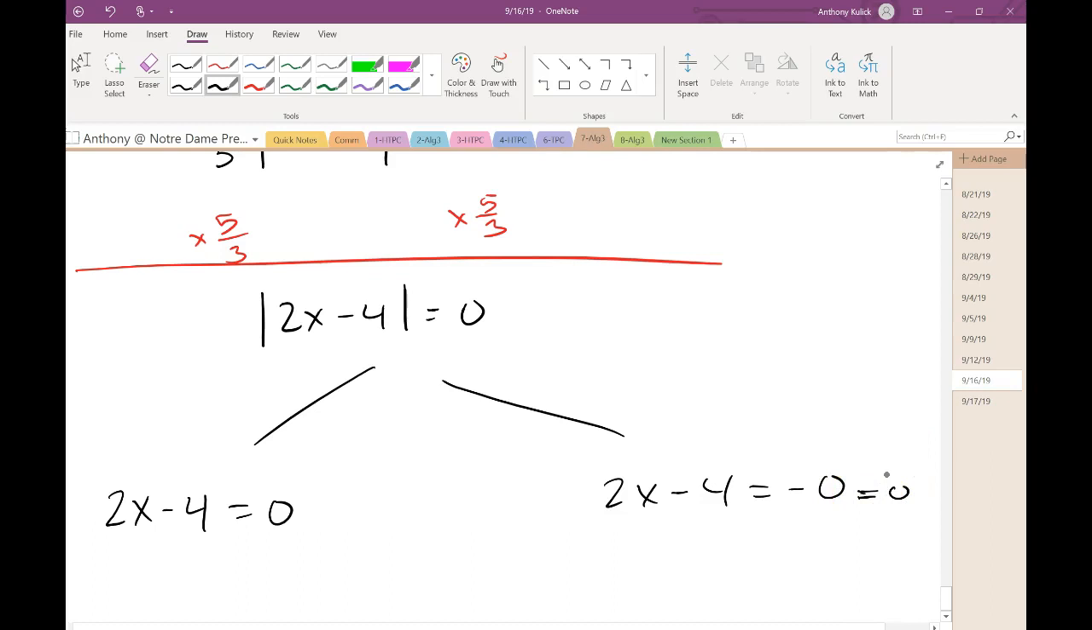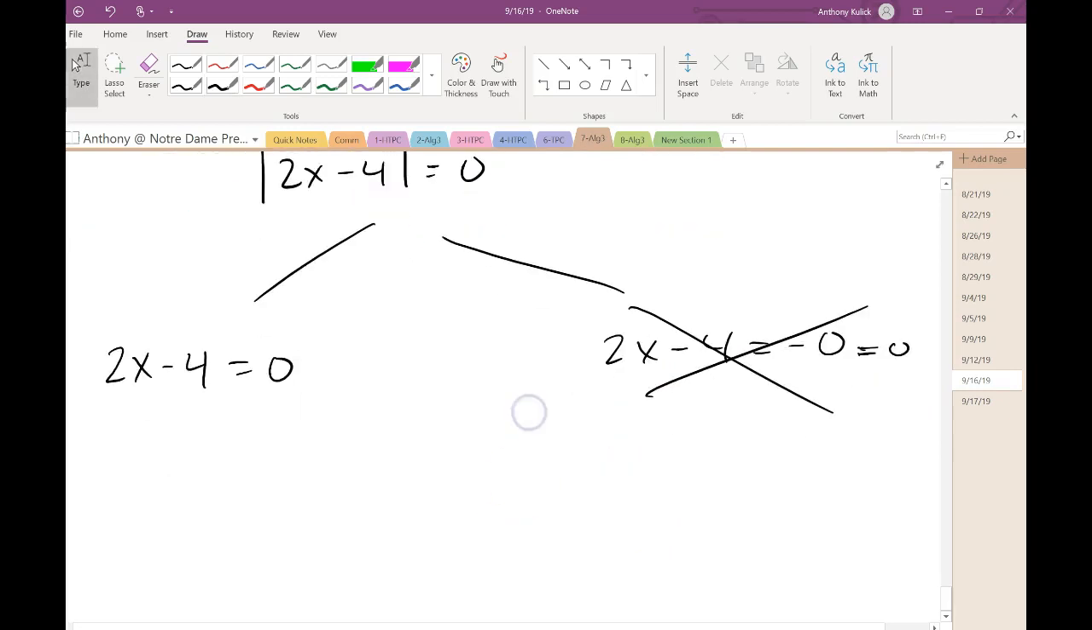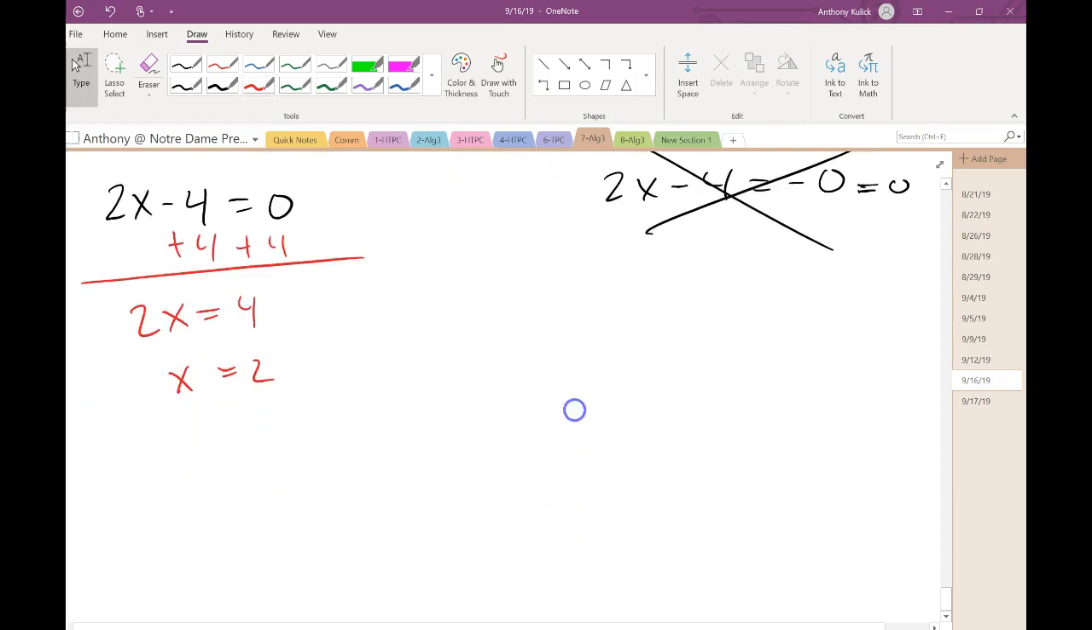They're the same equation, so how many solutions am I going to get? I'm just going to get one solution because these two equations are identical. So I'm just going to forget about this other side because I don't need it and just solve one of them. So I get that x equals 2. And now I just need to check.